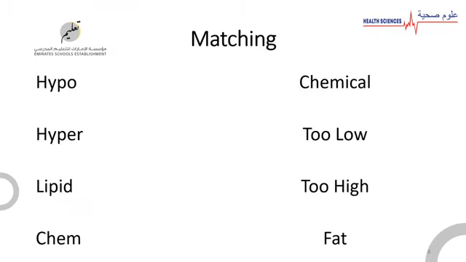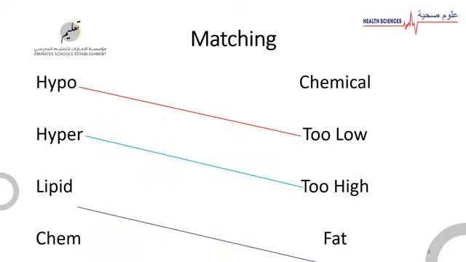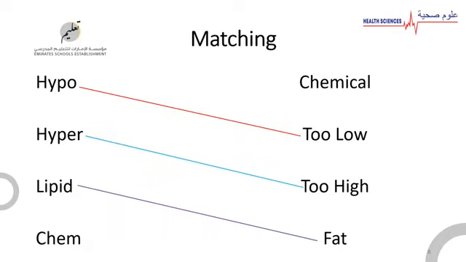The next one is a matching task. On the left and the right, you'll see words, and you should match them together. In your exam, this may be words, it could be other ways, but the matching idea is still the same. So, as you can see here, hypo matches to too low, hyper matches to too high, lipid matches to fat, and chem matches to chemical.